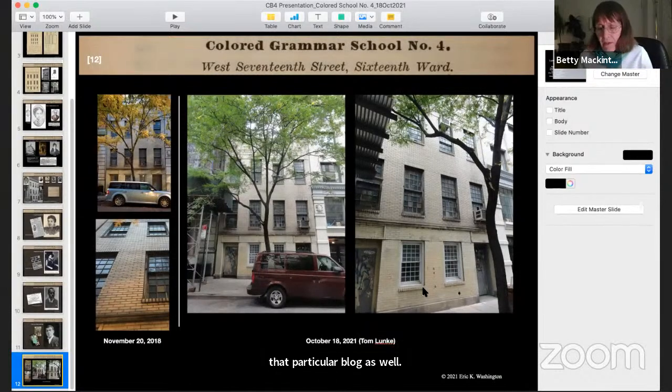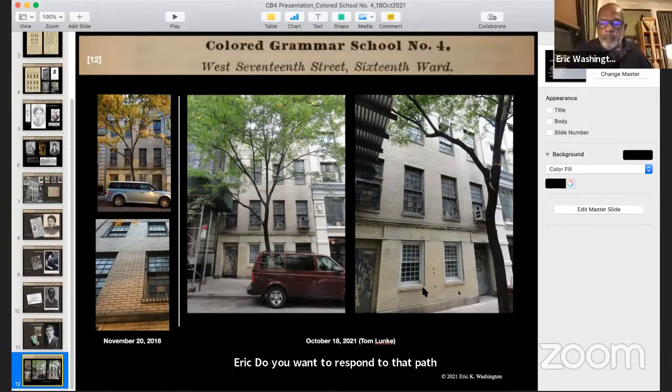Eric, do you want to respond to that? Possibly. I don't know the block. What I know best on the block is across the street, Housing Works, if that's still there. And the school was St. Francis Xavier, which doesn't use that building anymore. It's another school that uses that building.